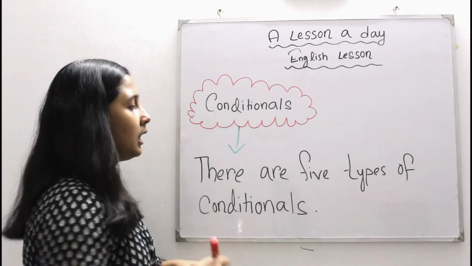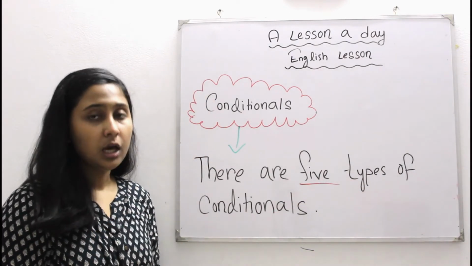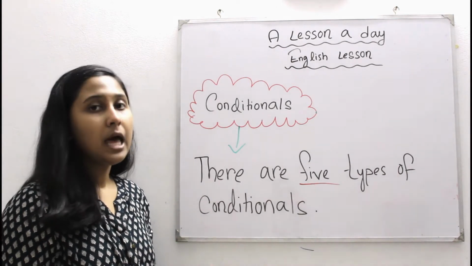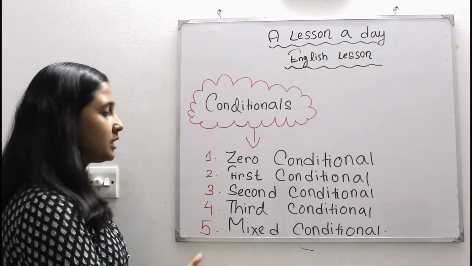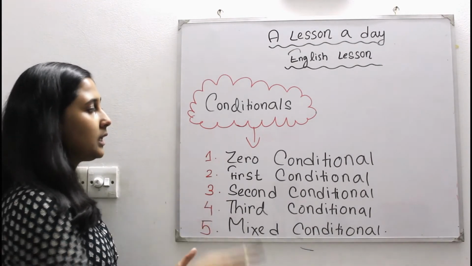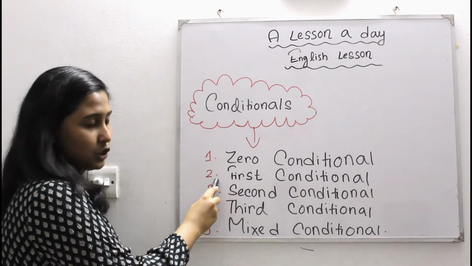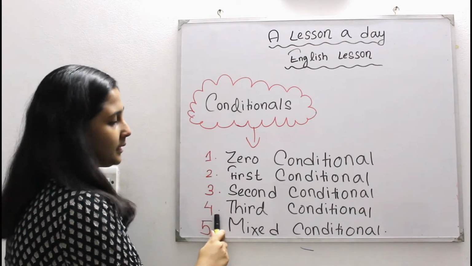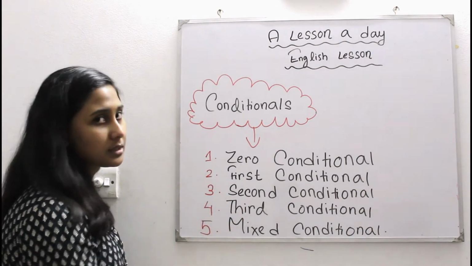Now there are 5 types of conditionals, and today we will be learning about 2 of the types in detail. So let us have a look at them. So here, as you can see, I have listed down all the 5 types of conditionals. So the first one is the zero conditional. The second one is the first conditional. The third one is the second conditional. The fourth one is the third conditional. And last but not the least, we have the mixed conditionals.